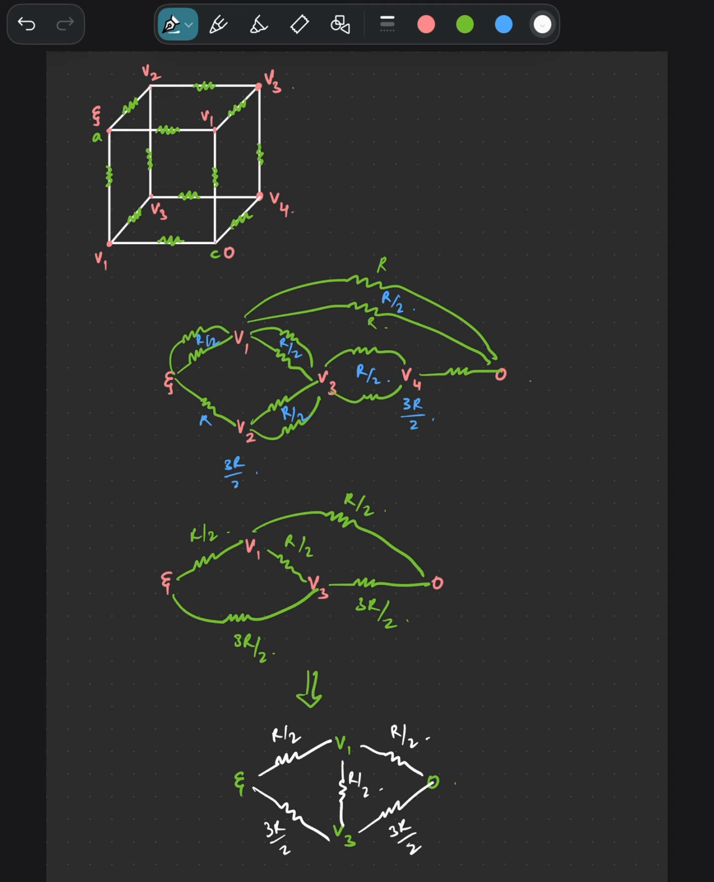So what you notice is we have a balanced Wheatstone bridge, which means this resistance is useless. So R by 2, R by 2 are in series, that is R. And then these two are also in series, that is 3R. So your effective resistance R and 3R are in parallel. So our R effective then will be equal to R into 3R by R plus 3R. So that will become equal to 3R by 4, right?